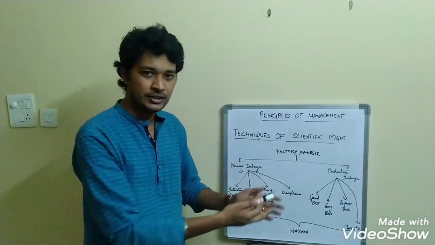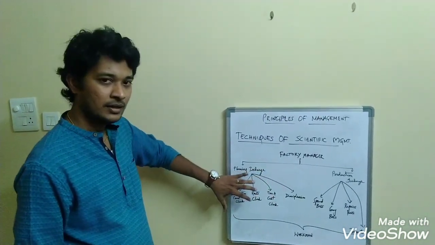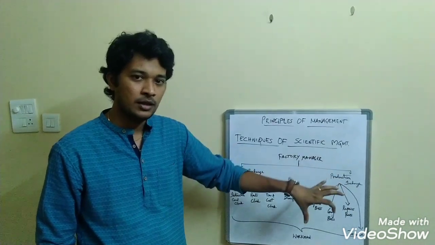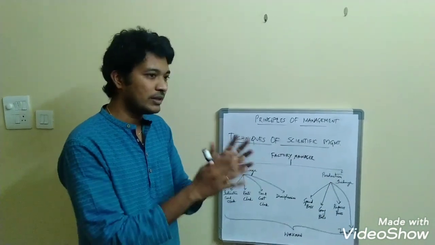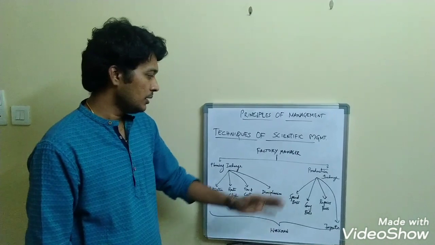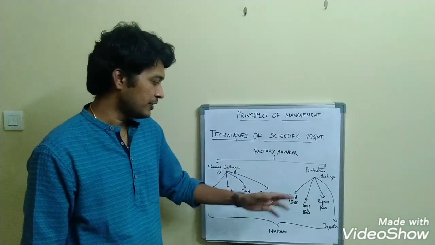And coming to production in charge. So this was on the planning part. Now coming to the production part, people who hold the machines and who work. People with physical strength. So first is the speed boss.